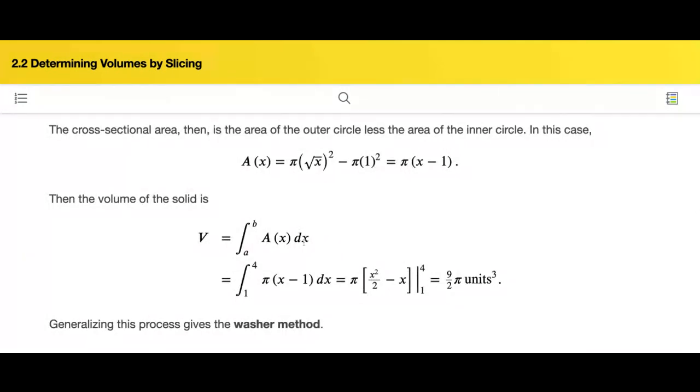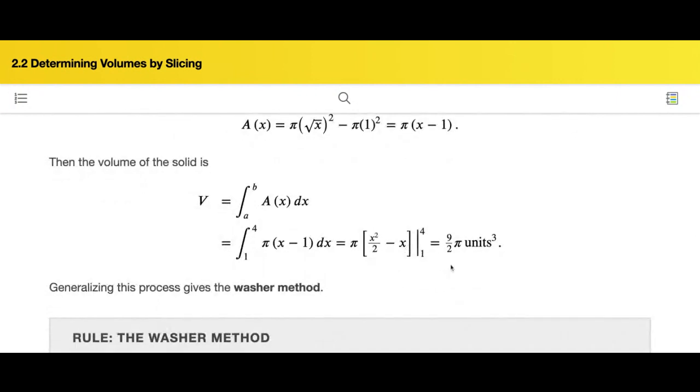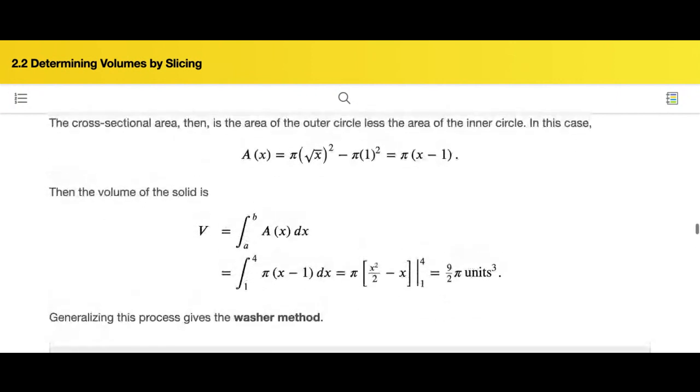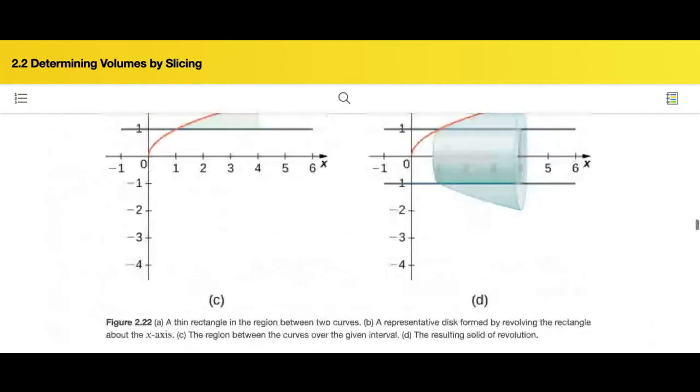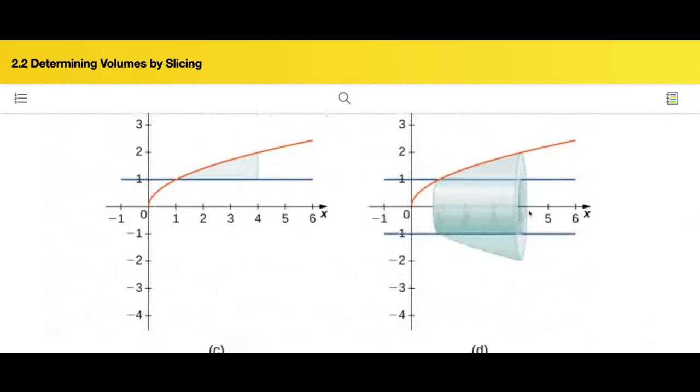So we cut the x-axis from a to b, in this case from 1 to 4, into infinitely many pieces. Pi r squared is the area of the outside circle, subtract the area of the inner circle. So we get pi times x minus 1. We anti-differentiate that and get 9 over 2 pi units, a three-dimensional quantity. Okay, anyone has any questions? Just this picture.